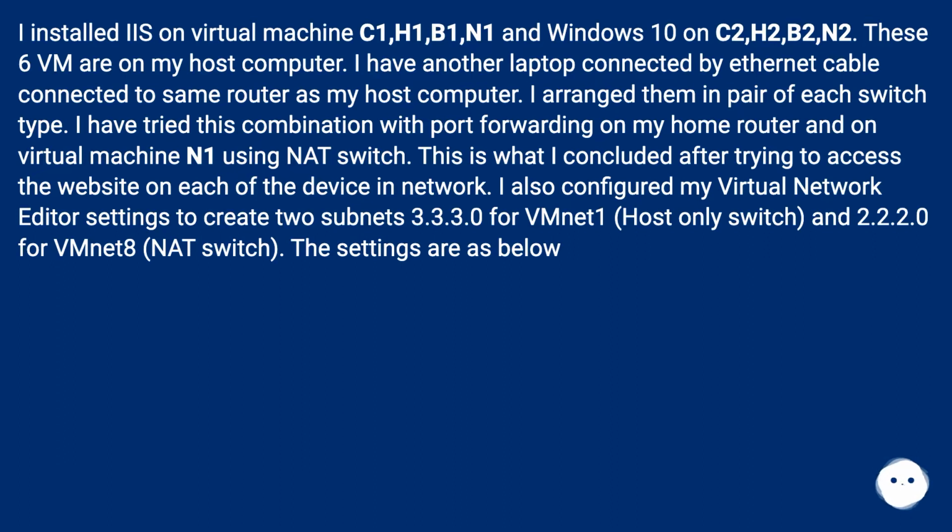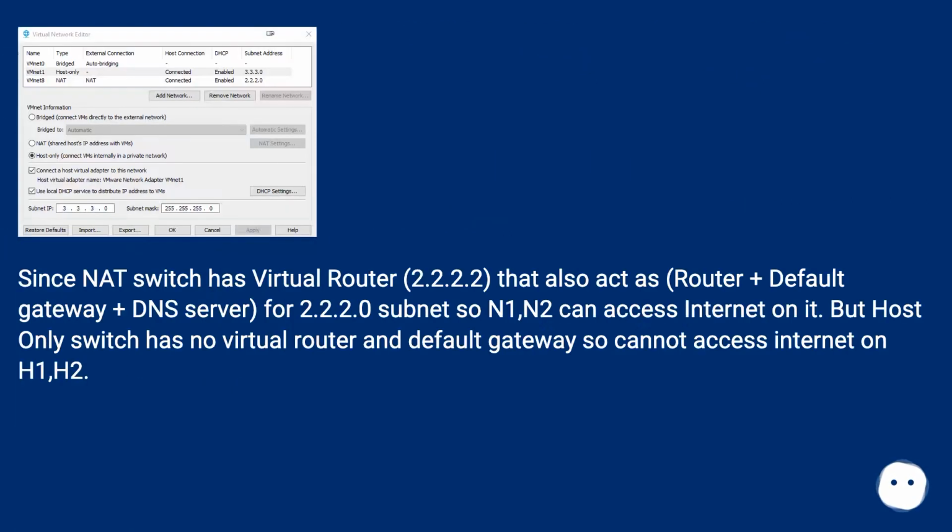I also configured my Virtual Network Editor settings to create two subnets: 3.3.3.0 for VMnet1, the host-only switch, and 2.2.2.0 for VMnet8, the NAT switch. The settings are as below. Since the NAT switch has a virtual router, 2.2.2.2, that also acts as router plus default gateway plus DNS server for the 2.2.2.0 subnet, N1 and N2 can access the internet on it. But the host-only switch has no virtual router and default gateway, so H1 and H2 cannot access the internet.